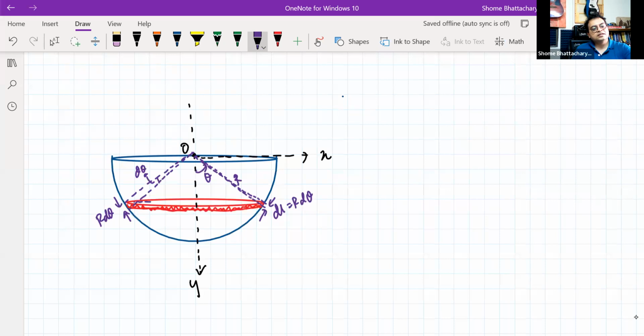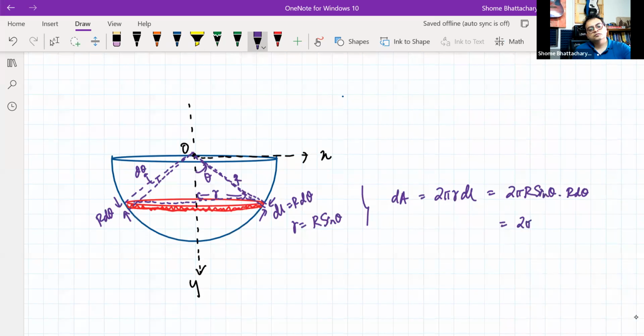The radius of this ring, which is small r, will come from trigonometry. It is capital R sine theta. So the area of that ring, which is circumference into thickness, becomes 2 pi R sine theta into R d theta. This is the area of the ring.